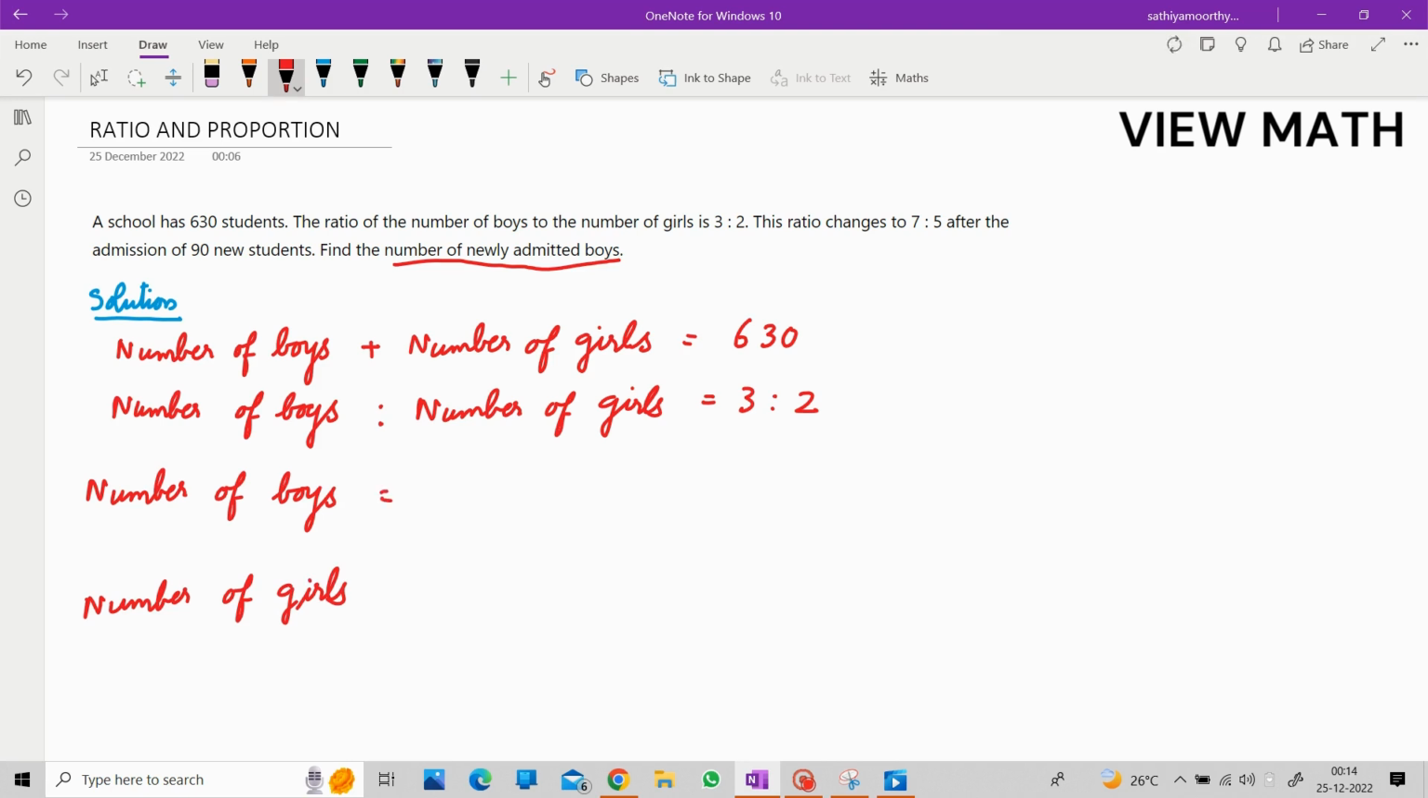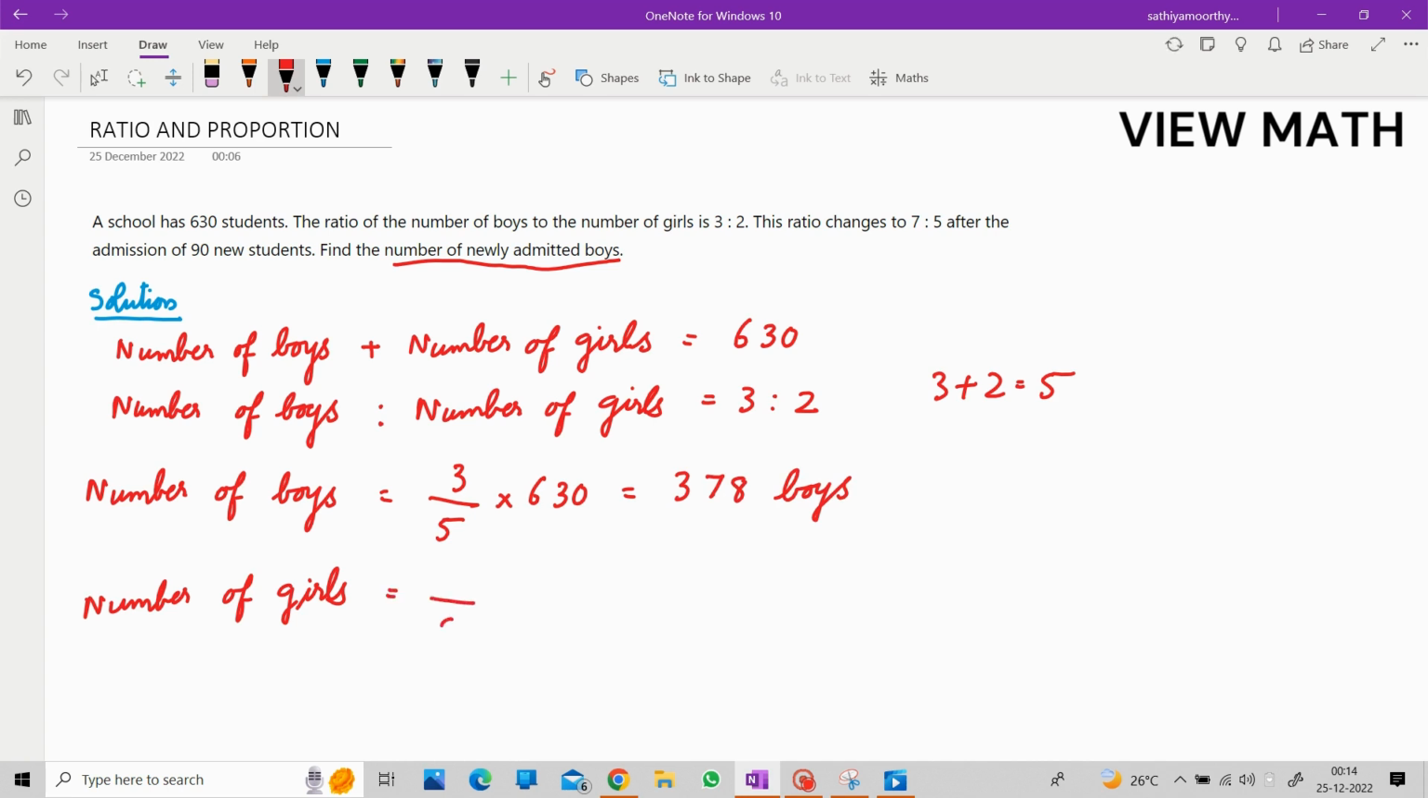So 3 plus 2 is equal to 5. So the total is 5, and 3 parts are boys. So 3 by 5 of 630. If I simplify, I am getting 378 boys. So in the school there are 378 boys.